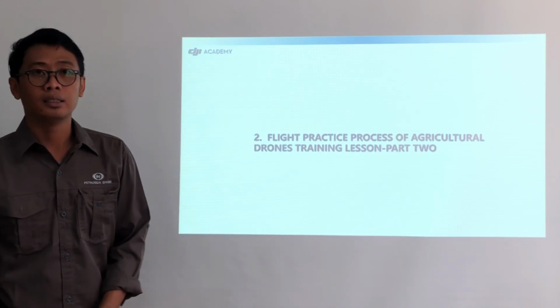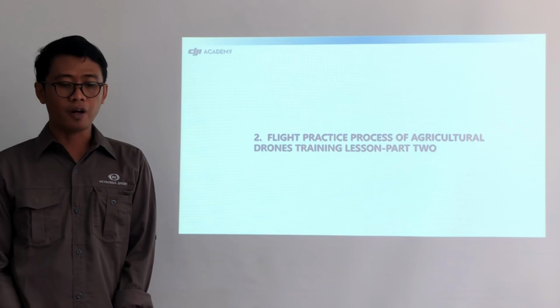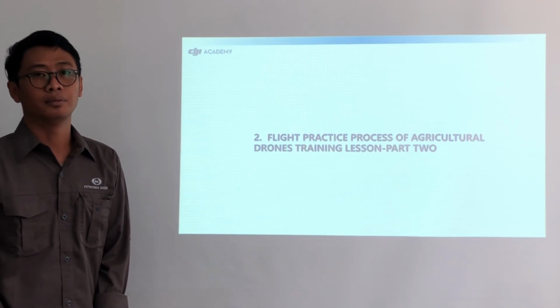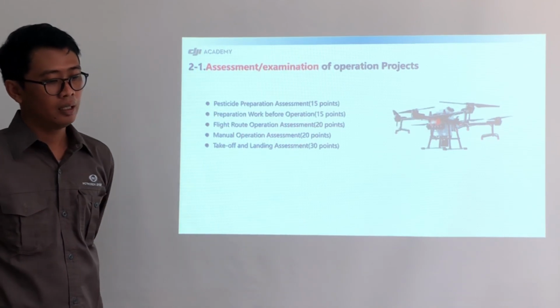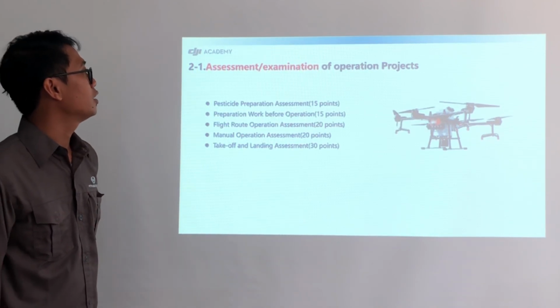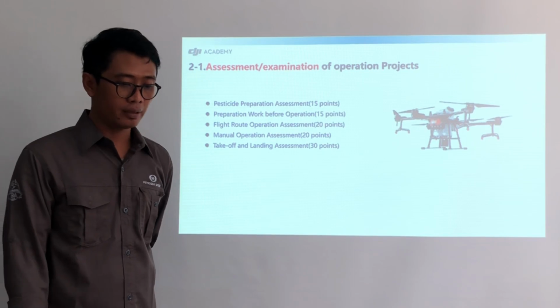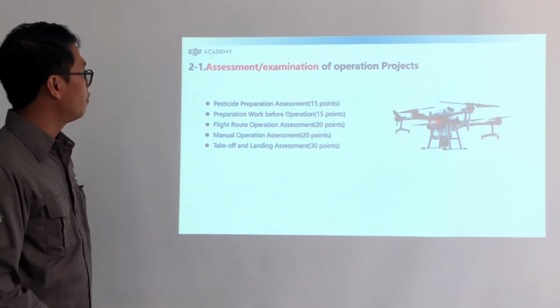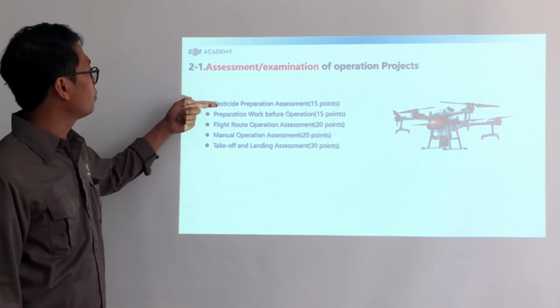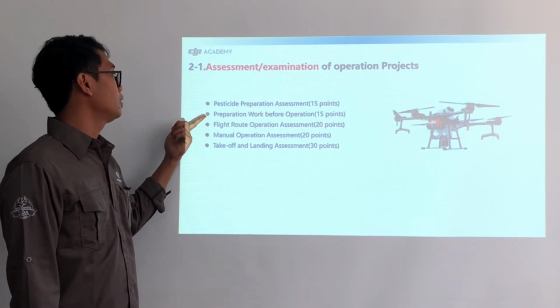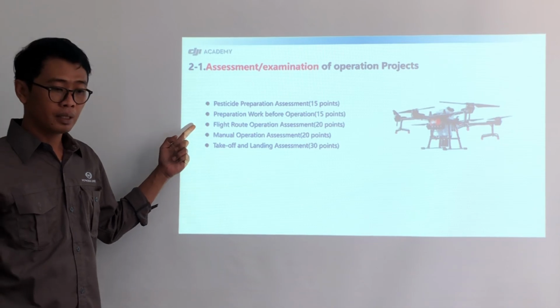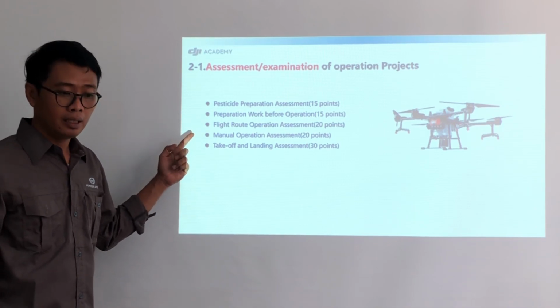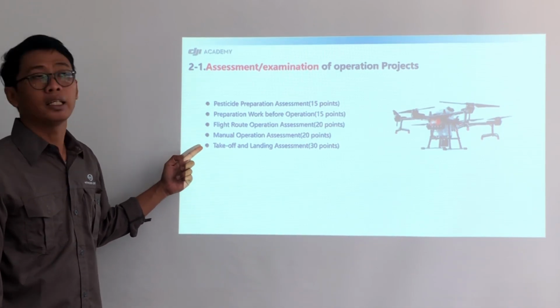And next, this is the flight practice process of the agricultural drones training lesson, part 2. This is the assessment or examination of the operating project. Here are 5 points. First, pesticide preparation assessment; preparation work before operation; flight route operation assessment; manual operation assessment; and the last, takeoff and landing assessment.